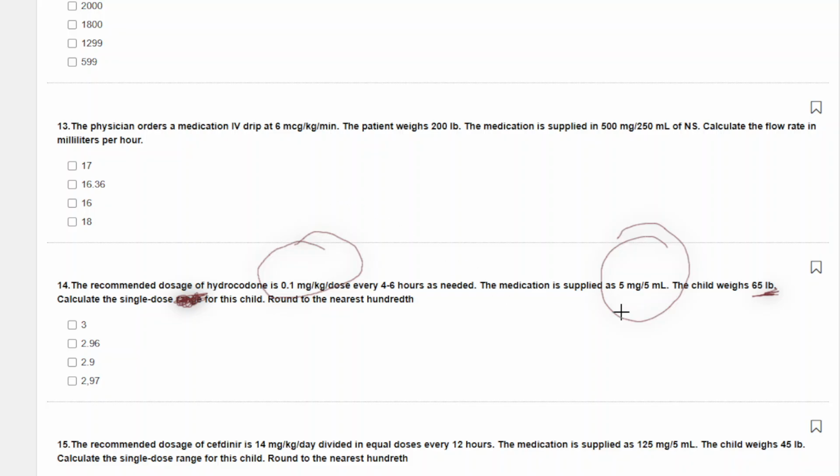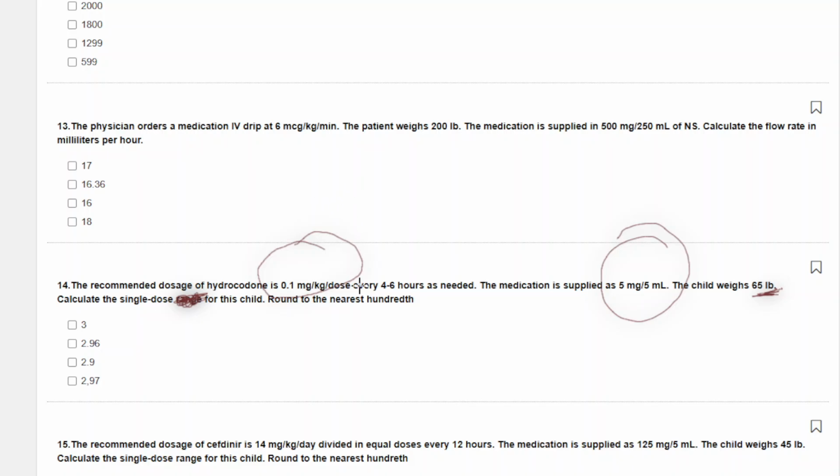No. Get your weight, 65, convert that to kilogram, all right? Get your calculator, 65 divided by 2.2. Now you got 29.5. Don't round at that level. Go down there now. Multiply that by 0.1. Why? Because we are giving 0.1 milligram for every kilogram. But my patient weighs more than that. So, once you multiply that, you have a 2.95.